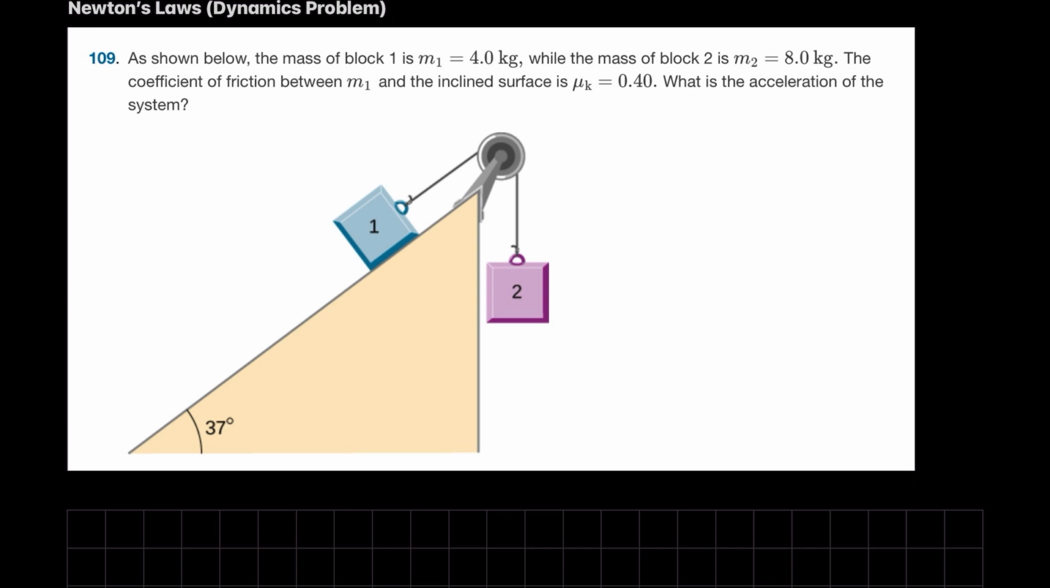In this problem, there is friction between block 1 and the ramp, so we have to factor that in. The objective here is to find the acceleration of the system.